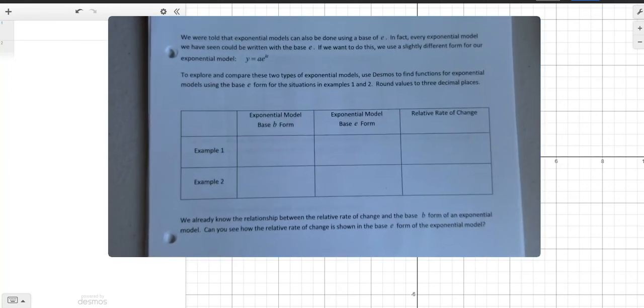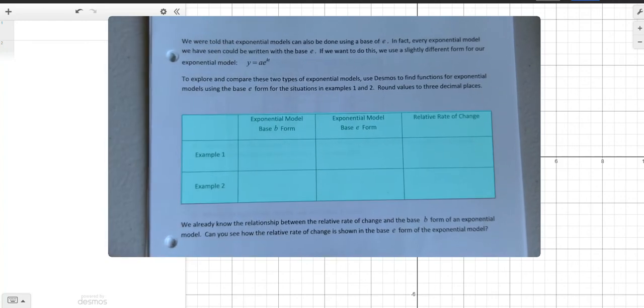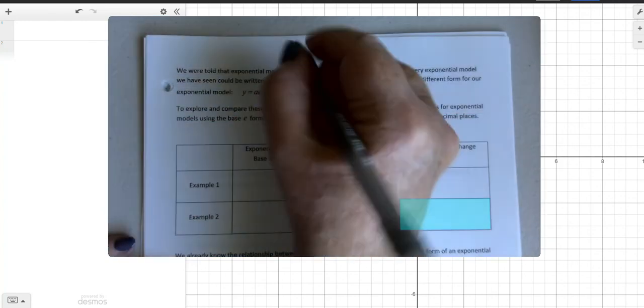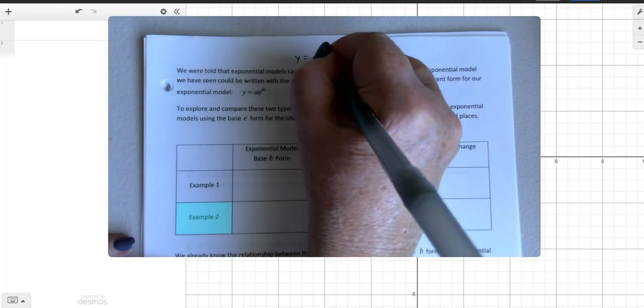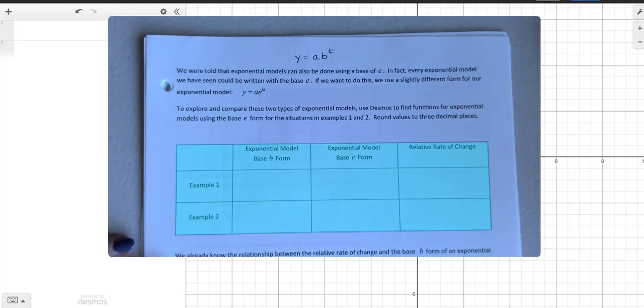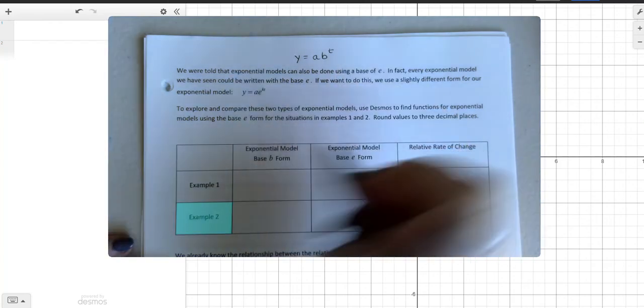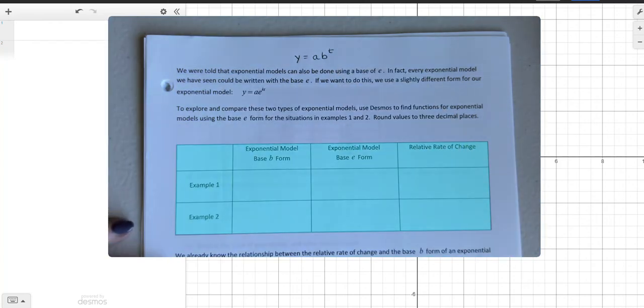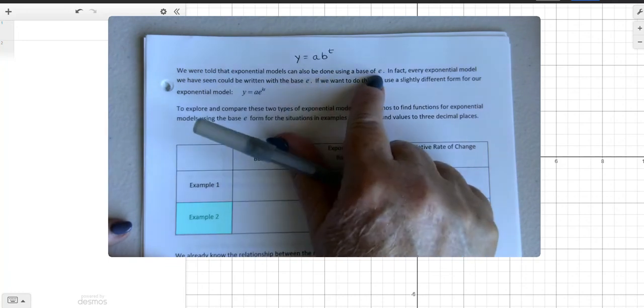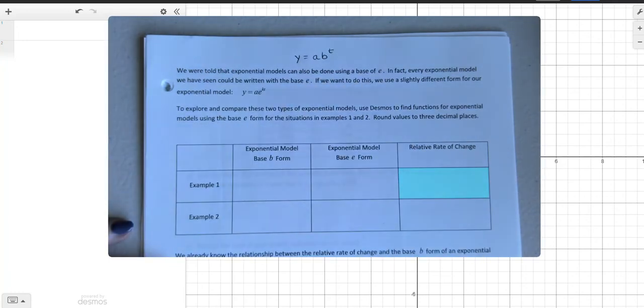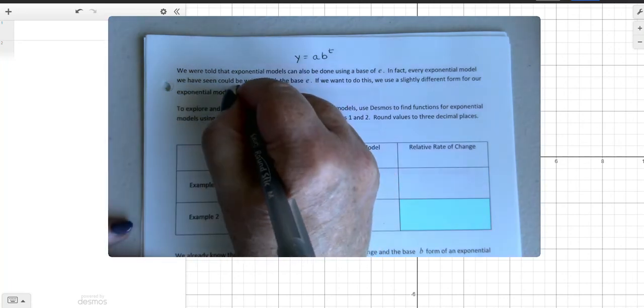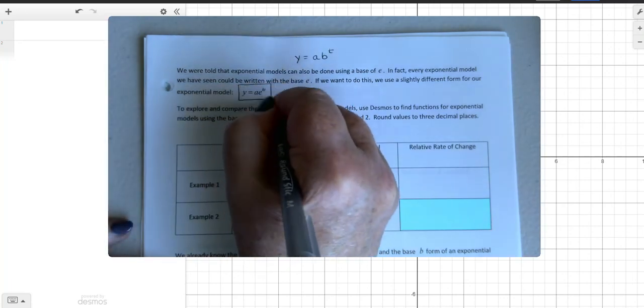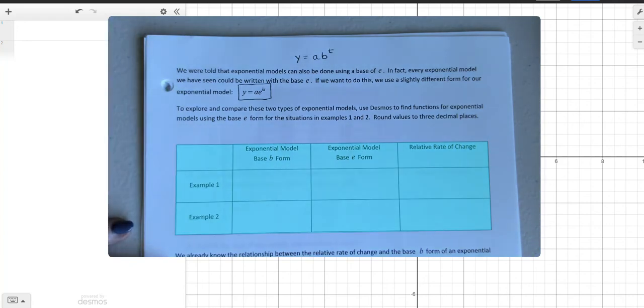All right. So far, whenever we've done an exponential model, we've always used y equals a times b to the t. We actually could choose to make our exponential models have a base of e. In fact, every exponential model could be written base e if we wanted to. In that case, we're going to use a slightly different form. We're going to say y is equal to a e to the kt.